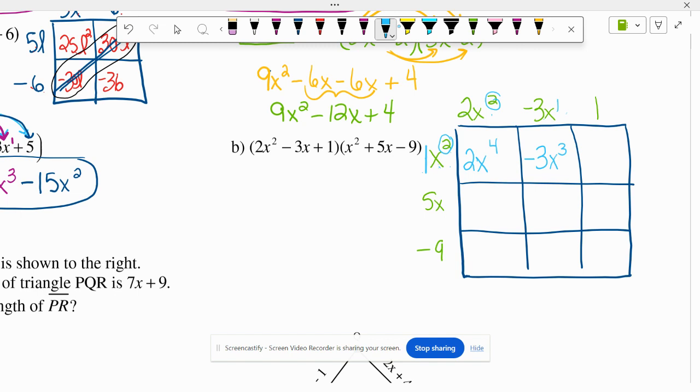Last one. X squared times 1 is? Good job. Okay, you're up, Jansen.